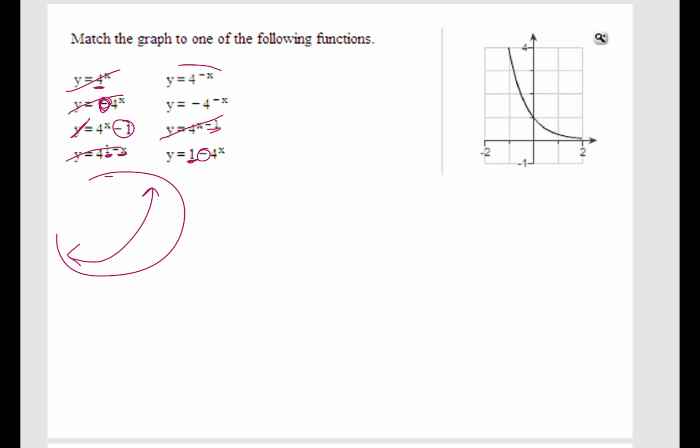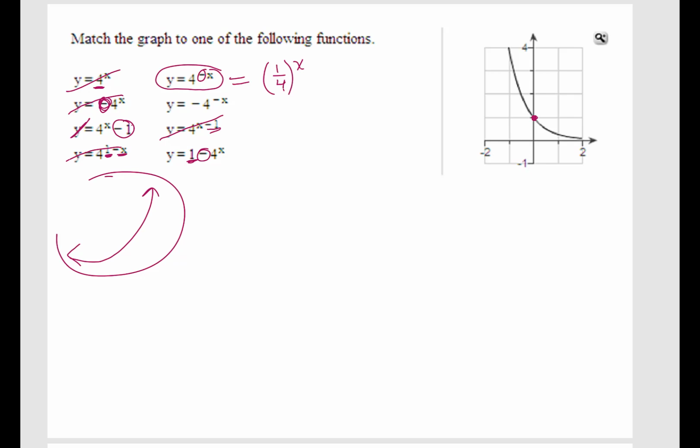But remember, the one that we want, and the one that we would graph to see the graph that we have to the right, is this one. It passes through that 0, 1. And remember, this is equivalent to 1/4 to the positive x. And look, sure enough, that would flip it over the y-axis.